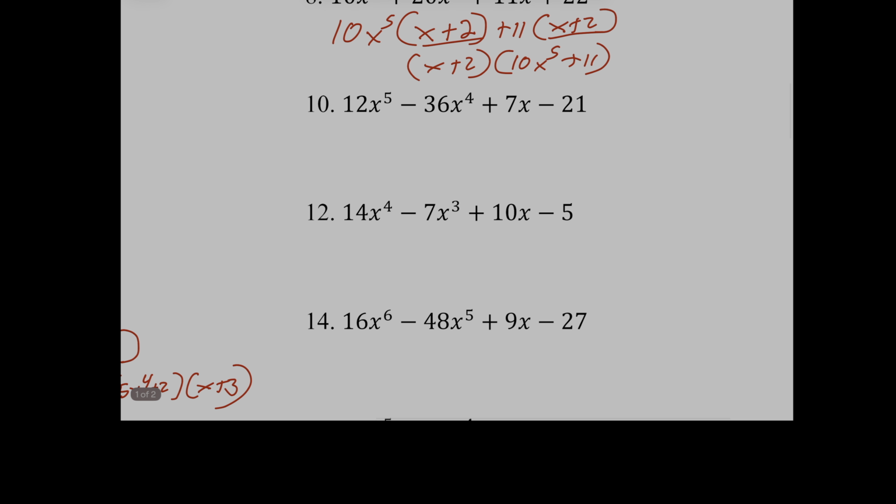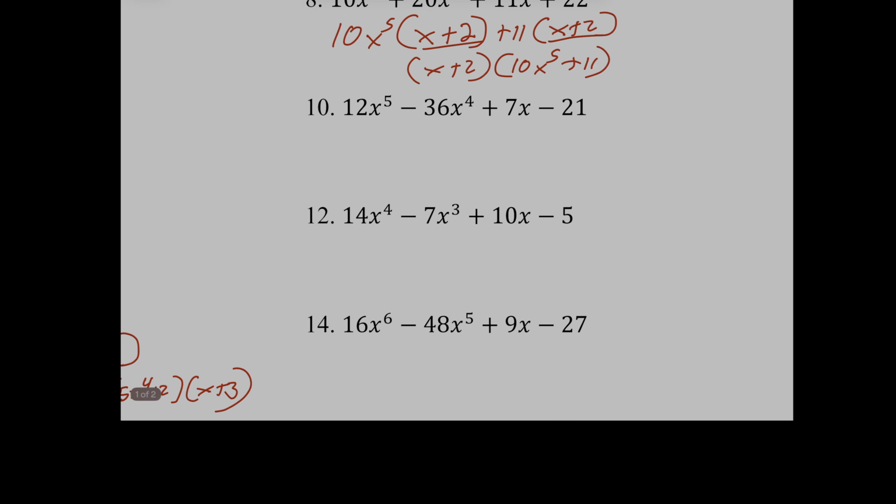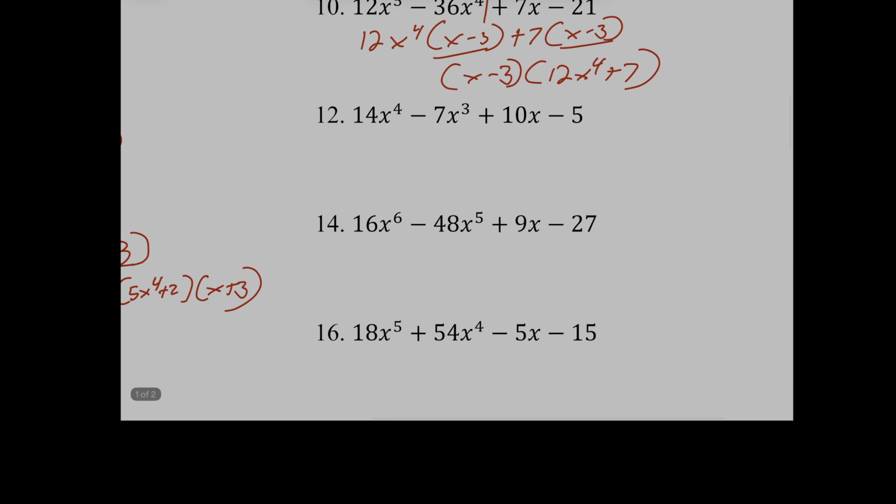All right, always look in to see if there's more. There's nothing here, but you never know. There could be. I bet you there's another one before we're done. I'll pull out a 12x to the fourth, and I'm going to be left with an x minus 3. And here I can pull out a positive 7, and I'm left with an x minus 3. Look, they're the same. I can pull out an x minus 3 and left over a 12x to the fourth plus 7. How about them apples?